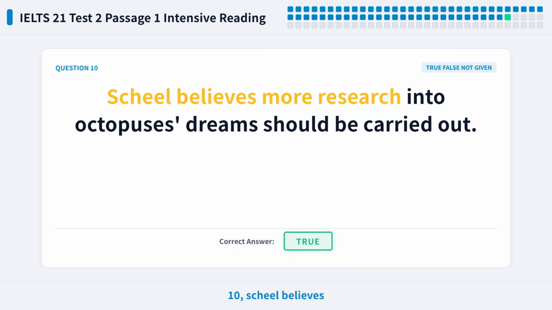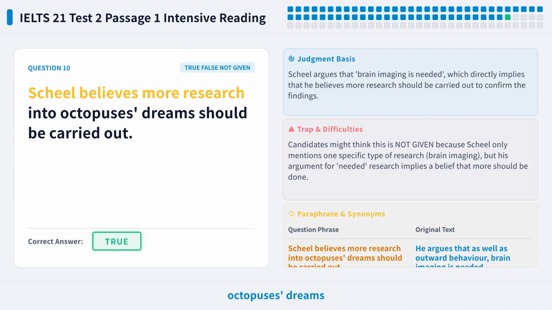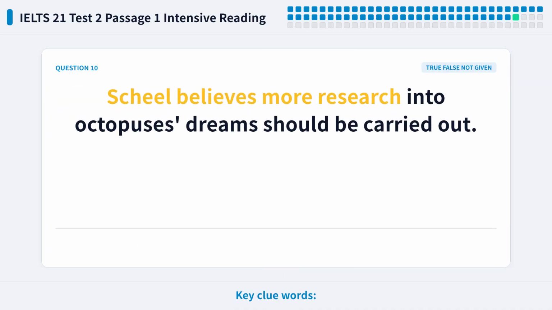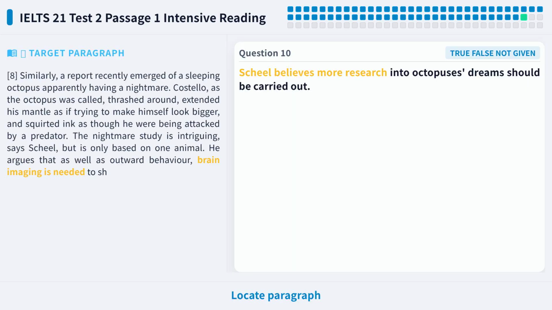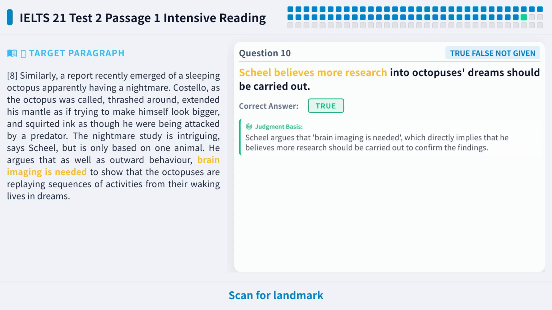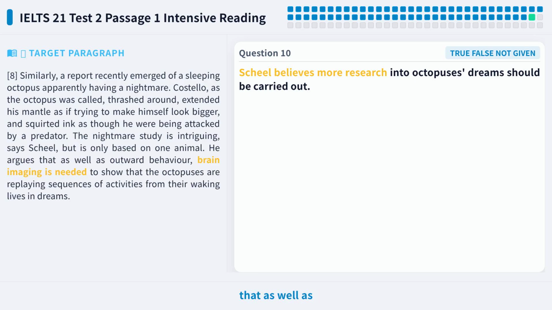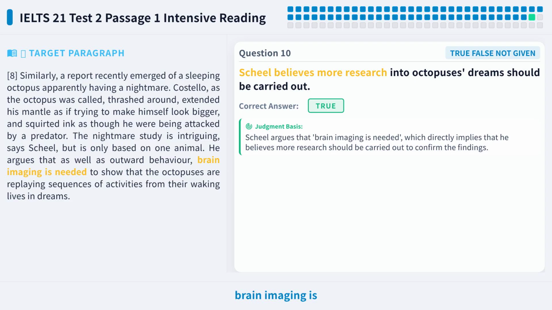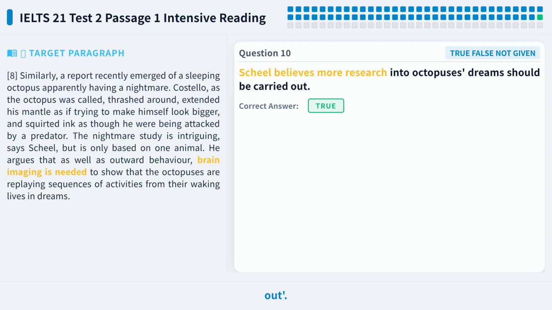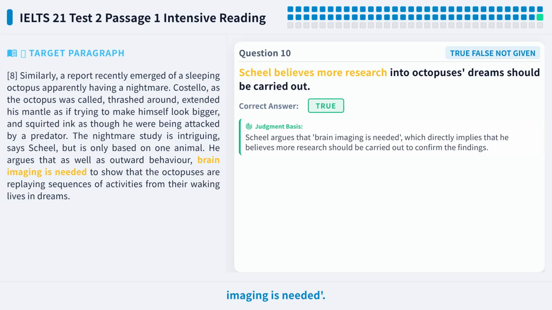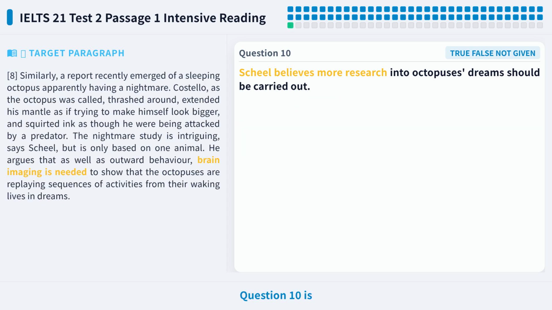Let's look at question 10. Scheel believes more research into octopuses' dreams should be carried out. Key clue words: Scheel, more research, dreams. Locate paragraph 8. Scan for landmark words: Scheel, brain imaging. The original text says, he argues that as well as outward behavior, brain imaging is needed. The statement says more research should be carried out. The text says brain imaging is needed. Brain imaging is needed is a paraphrase of more research should be carried out. So the answer to question 10 is true.